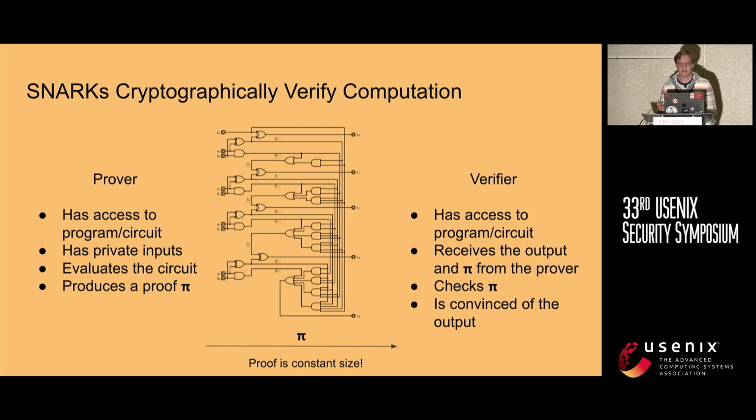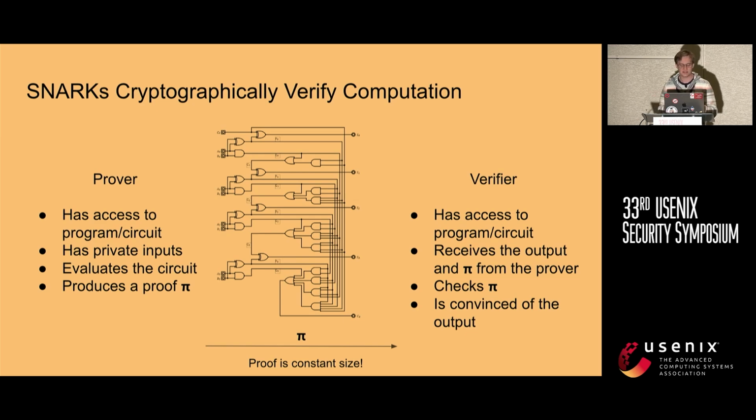The prover has access to some program. In the case of the SNARKs that we're looking at here, it's a program that's represented in the form of an arithmetic circuit. And the prover might also have some private inputs to that circuit, and they can evaluate the circuit. And then what they can do is produce this proof pi that they can send out, and that proof can then be received by a verifier.